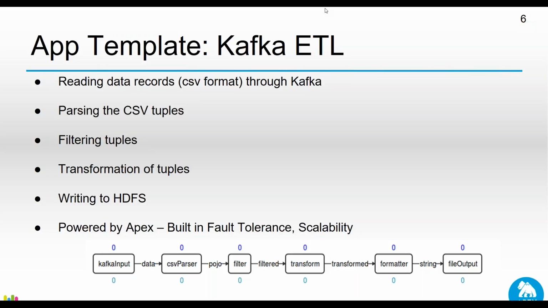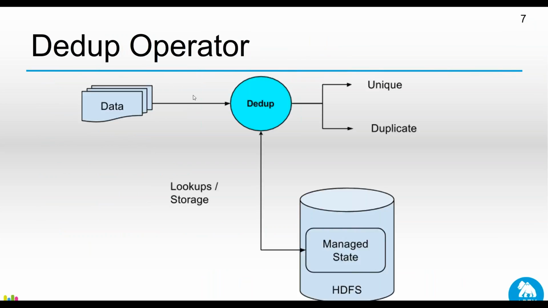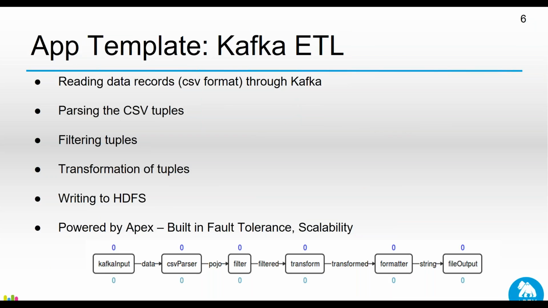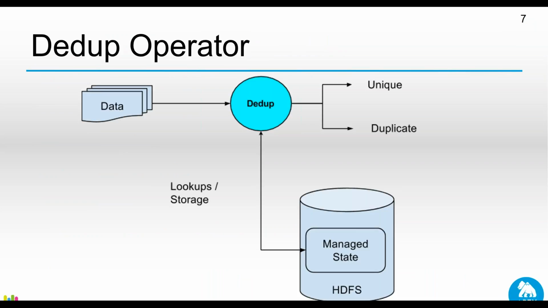So this entire thing is run over our enterprise offering of Apex, which is the RTS, which has built-in fault tolerance and scalability. We'll talk about it at a later stage during this session. Now, in terms of the deduplication of data, there is another operator called dedup. So this is what we'll talk about in this particular session. So please keep this ETL in mind, what we saw just before this slide. What we'll do is introduce this dedup operator in this particular ETL, and we'll see that.